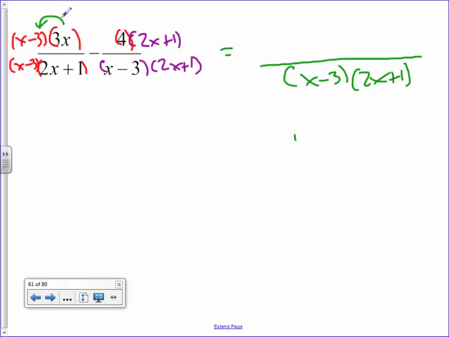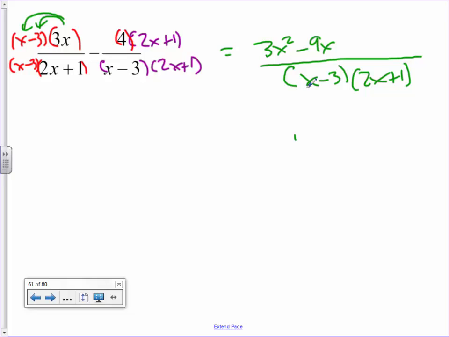Hopefully you can see that this 3x has to multiply by both of those two terms there. So if you do x times 3x, you're going to get a 3x squared. And if you do a minus 3 times 3x, you're going to get minus 9x. Is everybody okay with that first little bit?